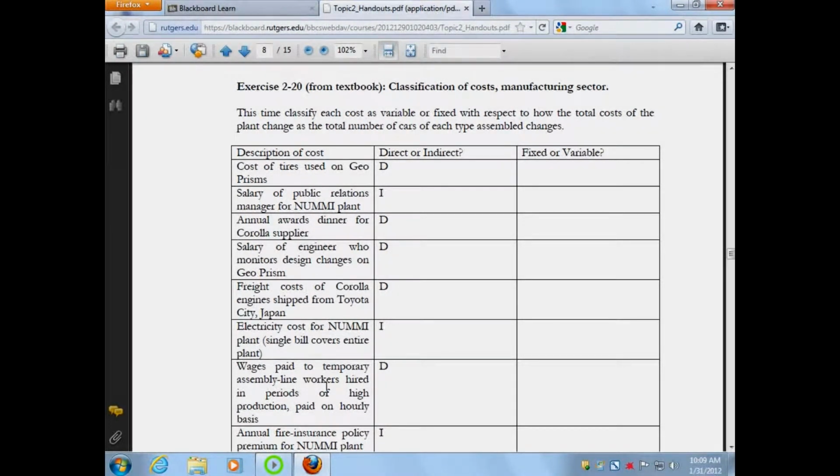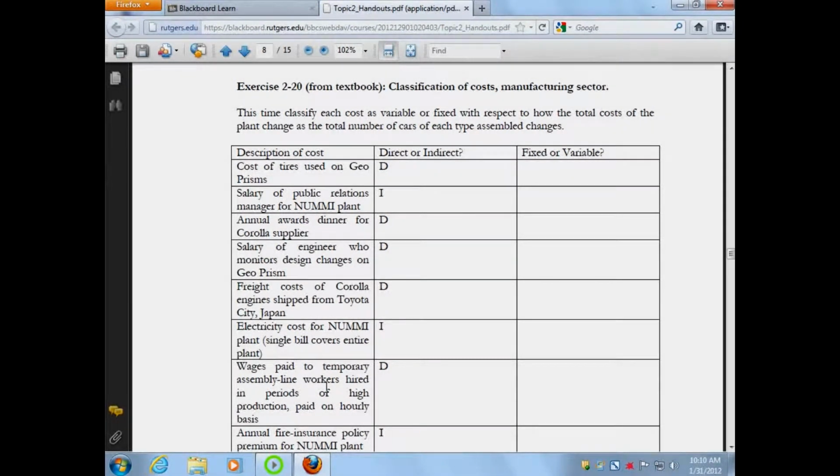So this is the NUMI plant. Remember, it's a car manufacturing plant. They make two types of cars, Corollas and Geo Prisms. This time, we want to classify each cost as variable or fixed with respect to how the total costs change as the total number of cars of each type assembled changes. So here what you need to ask yourself is, if I make more cars, is my total expense for that item going to go up, or is it going to stay constant, stay fixed? Okay? So let's quickly run through those examples. The cost of tires, clearly variable.